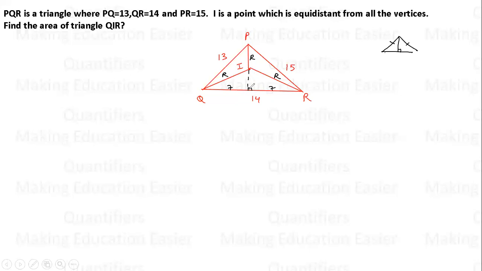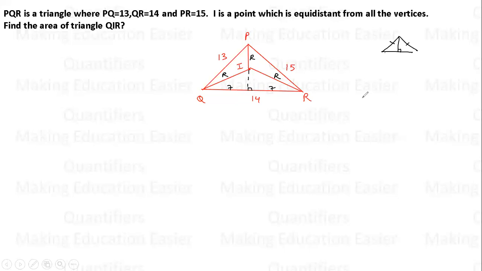Now students, if I can find the height, I'll get the answer. To find the height, I'll try to figure out the circumradius, capital R. If I can find capital R, I can apply Pythagoras theorem in this triangle and get the height. Now, how will you find capital R?